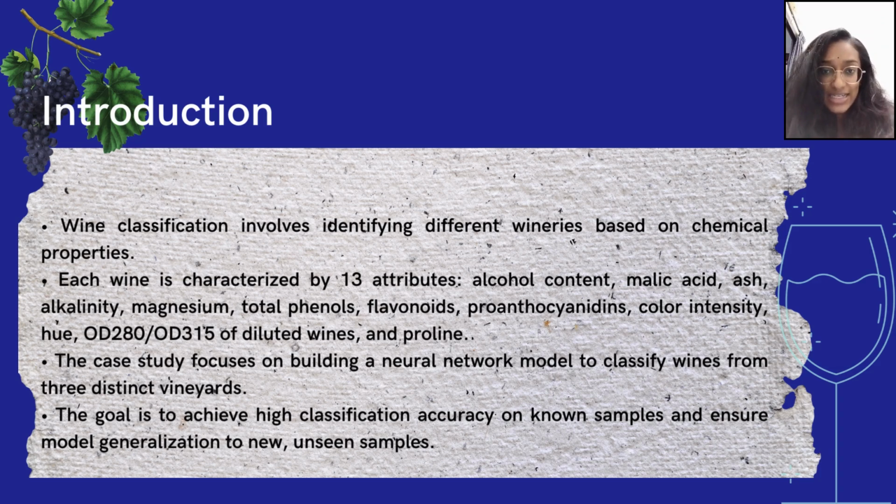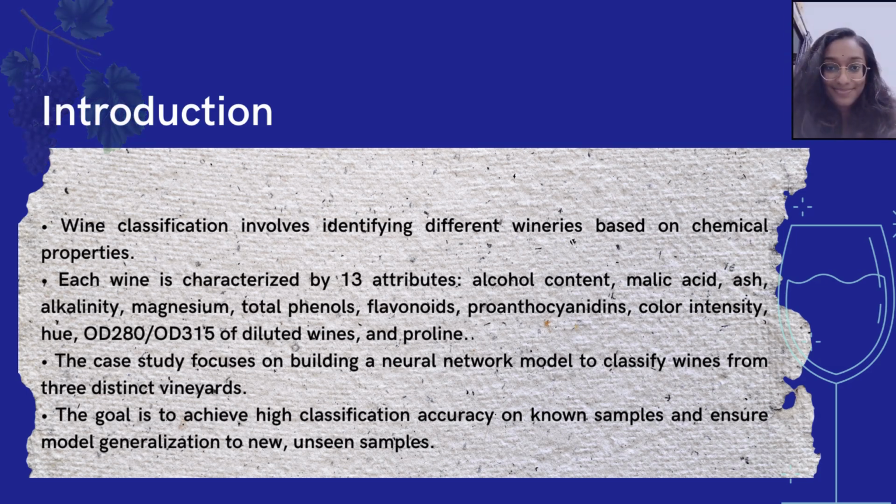So this case study focused on building a neural network to classify wines from 3 distinct wineries using these attributes. The goal is to achieve high classification accuracy, and to test unknown wine samples, which ensures the model's ability to generalize to new and unseen samples.